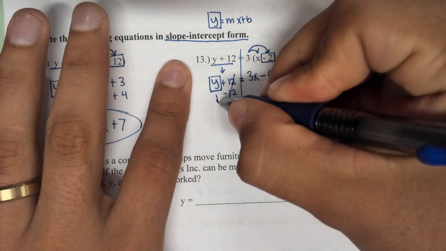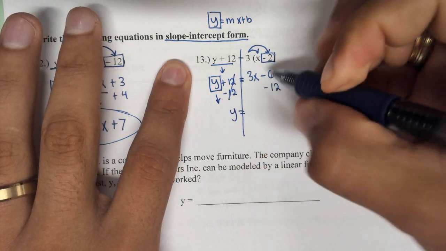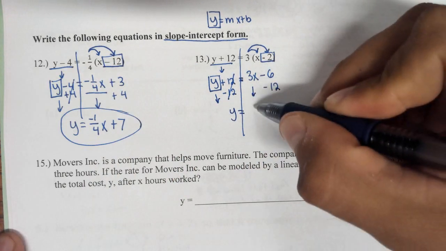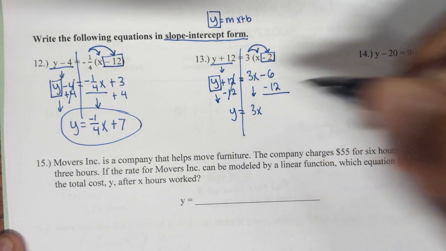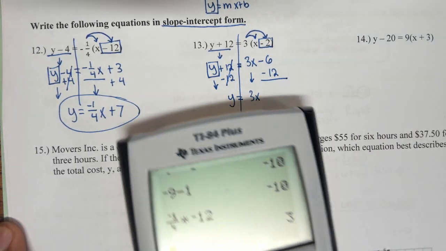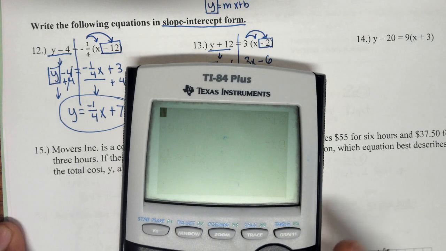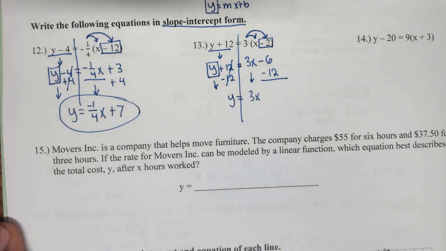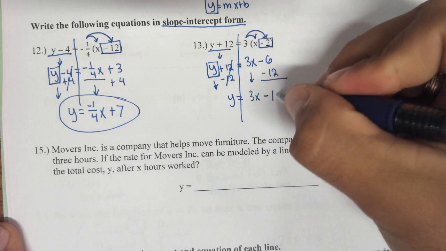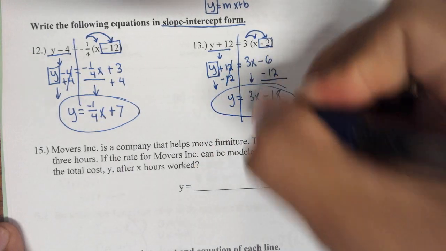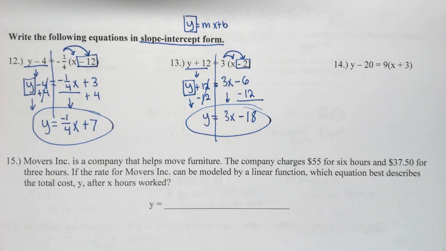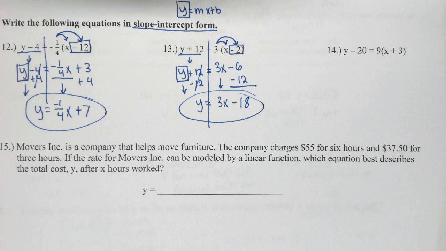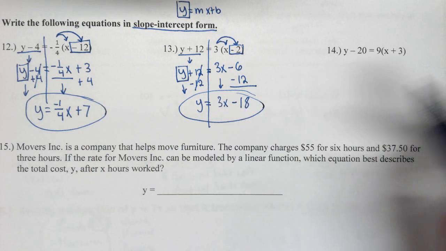That goes away, my y comes down. So now we have y equals 3x comes down. And then you just simply add those two numbers together, which would be negative 6 plus negative 12, which gives me negative 18. Then that's my solution. I'll leave 14 for you guys to work, so that you can look at the steps that we did here and solve it on your own.